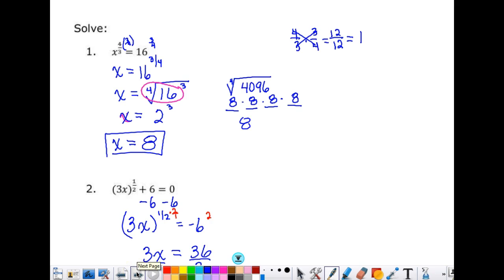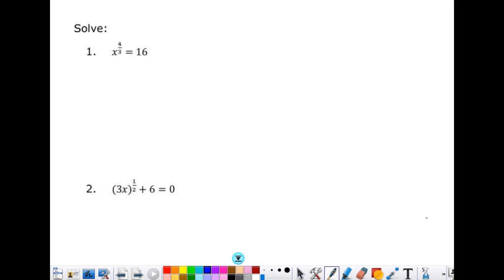Really, on the next page is where we need to look at it. Okay, so we're trying to get just x equals a number on this one, right? So what do we need to get rid of? Yeah, that 4/3. That exponent of 4/3 needs to go away. How do we get rid of it? Any ideas? We're trying to get rid of the 4/3.